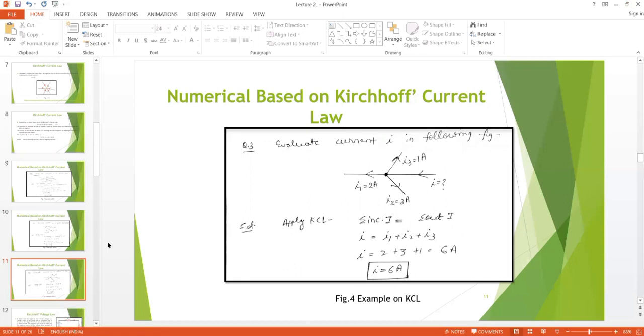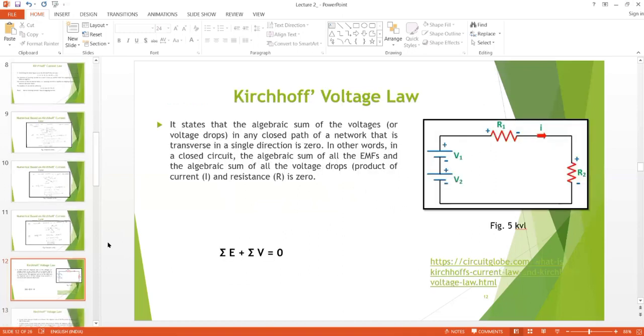Again, one more numerical. You can see there are three currents which are going outside and one current which is coming inside. So you can calculate and you can see that the incoming current is positive. So that means the direction which we considered was right. I hope this is clear.